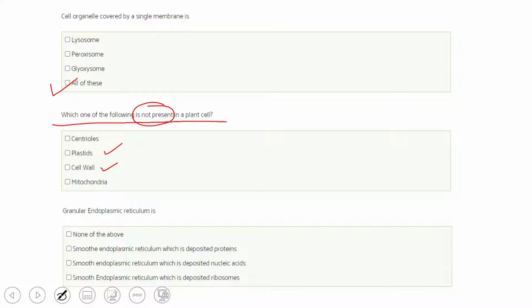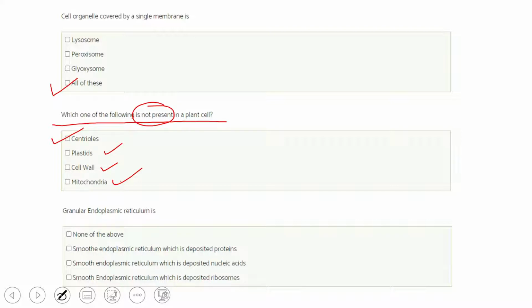Sometimes they ask you not present, sometimes they ask you present, and people get confused. They mark the opposite answer. Now, mitochondria is also present in both plant cells and animal cells because it produces energy. So the answer is centrioles. Centrioles are not present in plant cells. Centrioles are structures which are involved in cell division. We are going to study this when we study cell division. So centrioles are not present in plant cells.